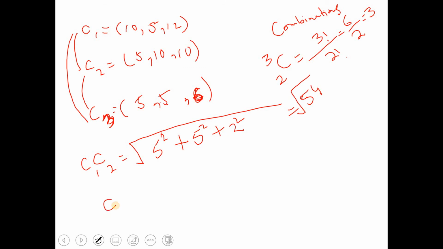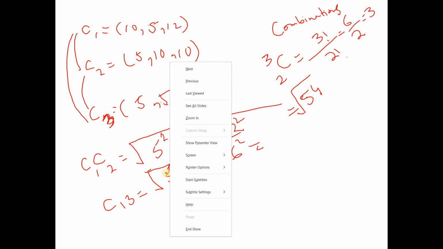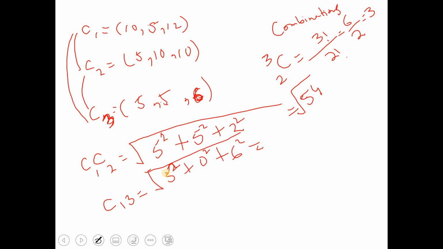Then you go to the next one, C1 and C3. Over here C1 and C3 is equal to 5 square plus 0 square plus 6 square. Five square is 25 plus 6 square is 36. 25 plus 36 is 61 under the root.